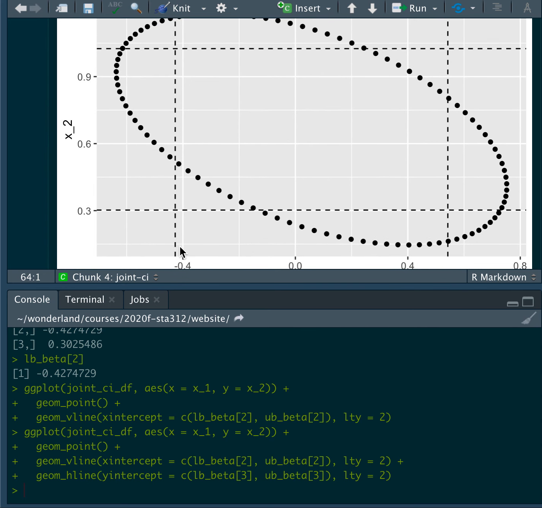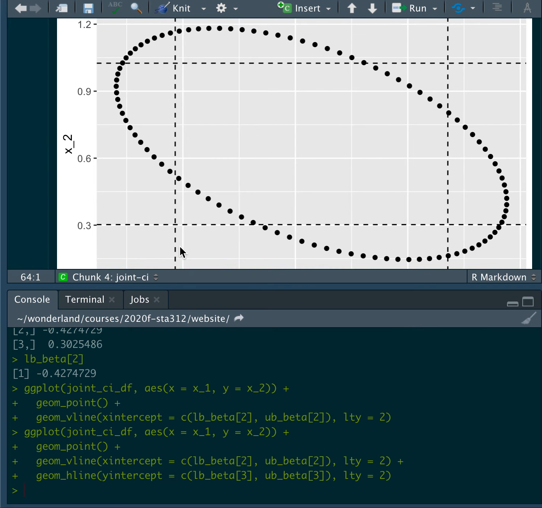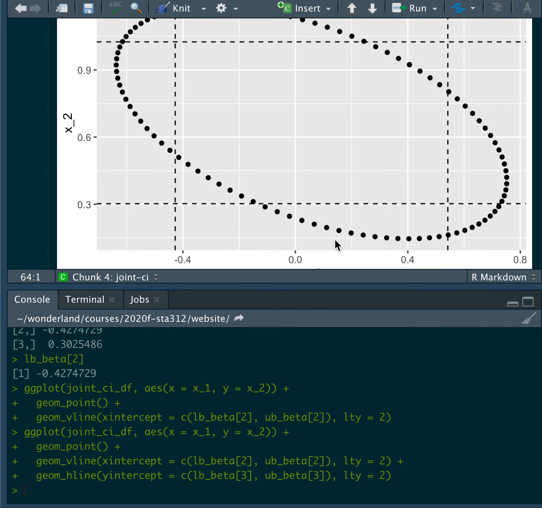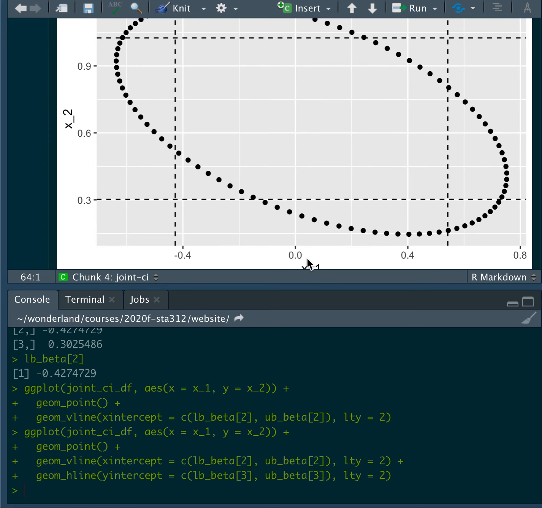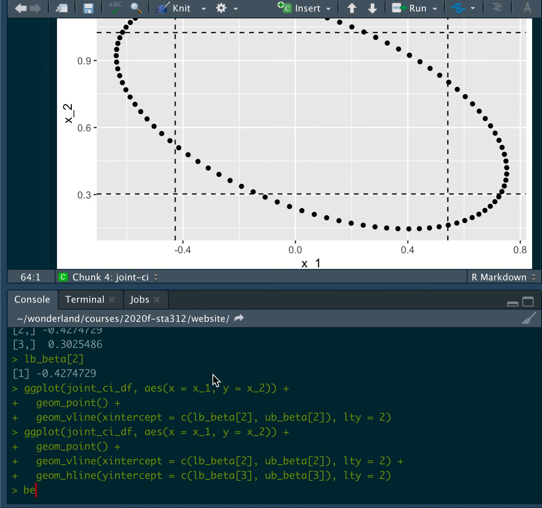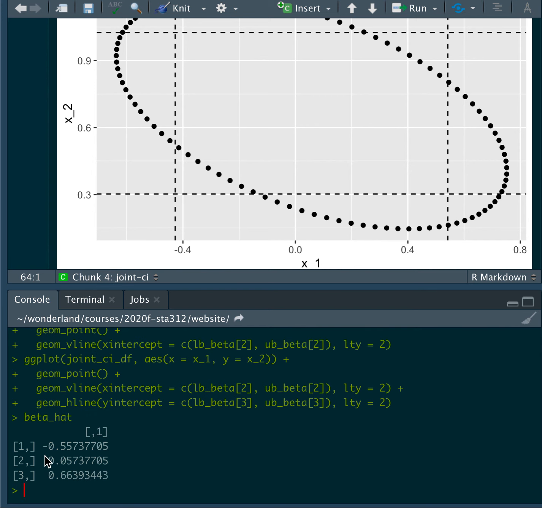And so you can see that the ellipse and the intervals are all sort of centered. The points where the confidence intervals are centered are at their coefficients. If we look at beta hat, the coefficient for x1 is 0.05. And so it's right around here, which is exactly the center both of the ellipse and of our dashed line. And the coefficient for beta hat 2 is 0.66, which is right around here, which again is right in the center of both our ellipse and our confidence intervals.